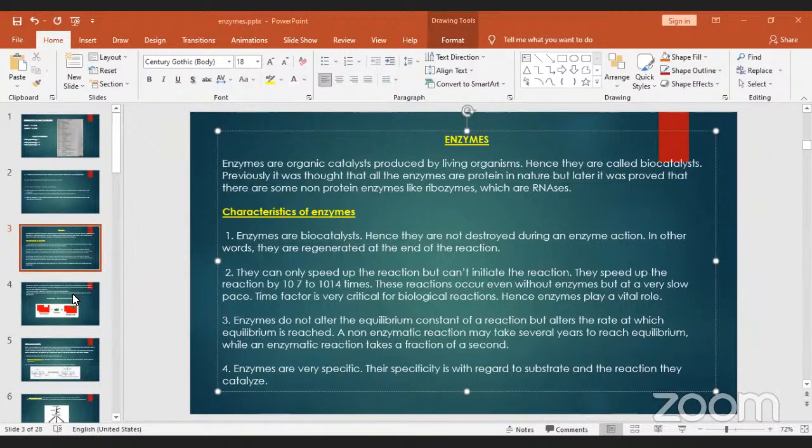So these are the characteristics of the enzymes. The main characteristics: enzymes are catalysts. Mostly enzymes are proteinaceous in nature, with some exceptions. All enzymes are proteins, but all proteins are not enzymes.